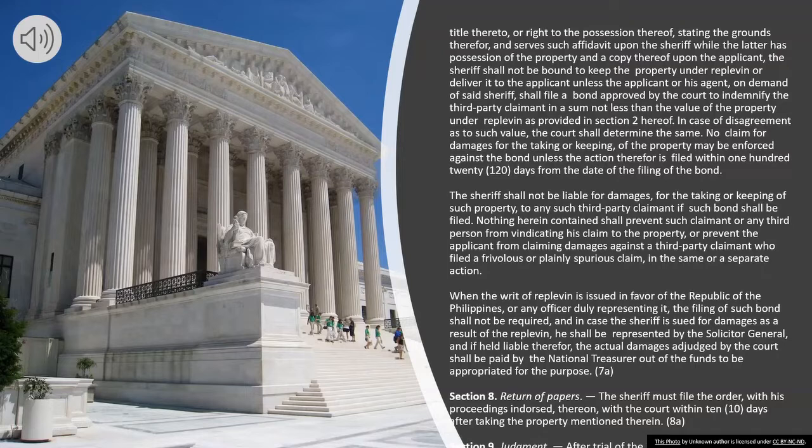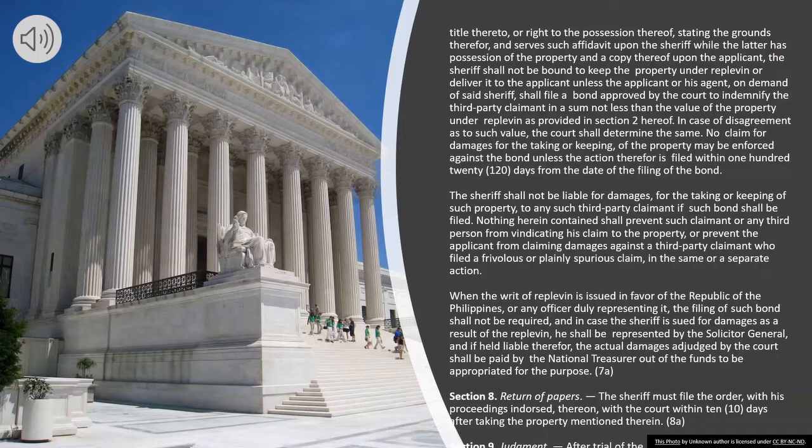8a. Section 9. Judgment. After trial of the issues the court shall determine who has the right of possession to and the value of the property and shall render judgment in the alternative for the delivery thereof to the party entitled to the same, or for its value in case delivery cannot be made, and also for such damages as either party may prove, with costs.